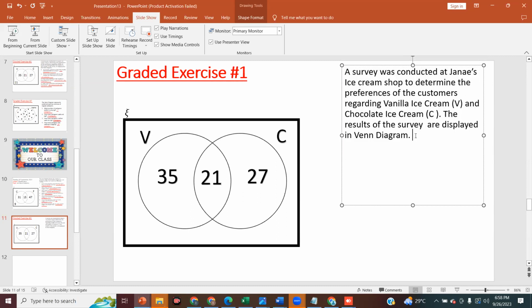So a survey is conducted at Janae's ice cream shop to determine the preferences of the customers regarding vanilla ice cream and chocolate ice cream. The results of the survey are displayed in the Venn diagram. You can't forget the outside number. Let's say this is 11.